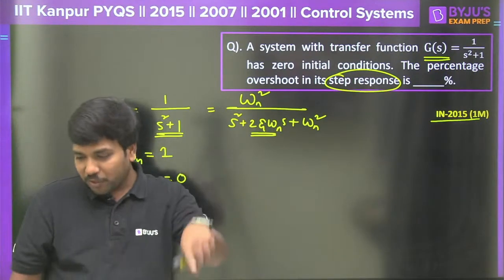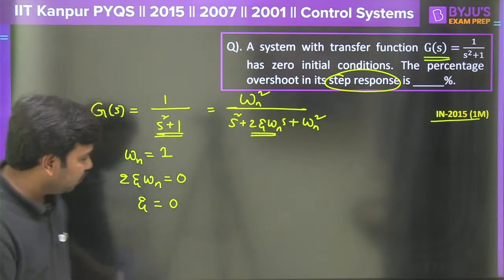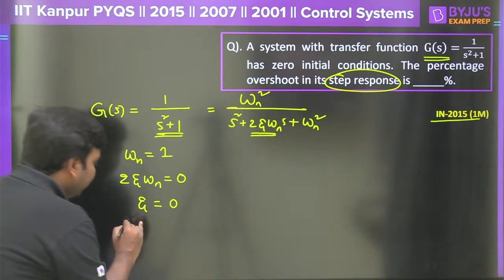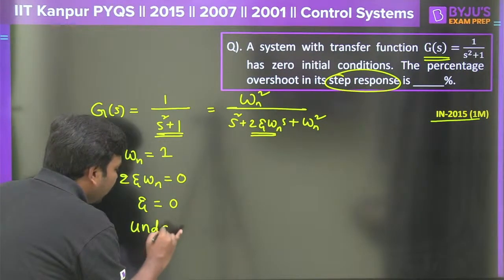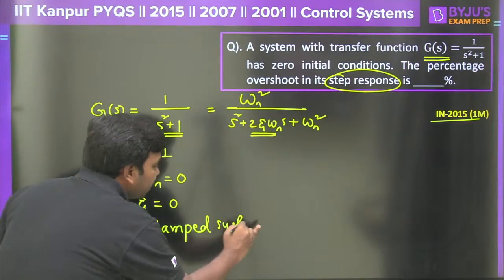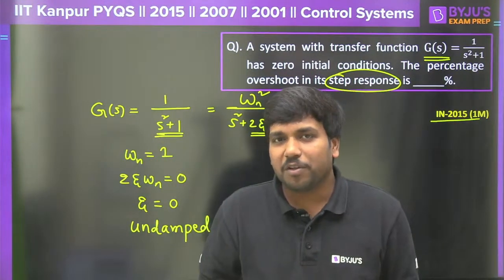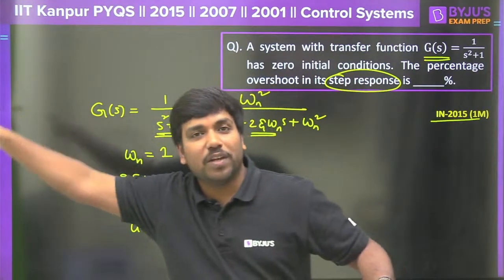So if zeta is equal to 0, anyone fast, what happened guys? You must make it very fast. Zeta is equal to 0 means it is going to be an undamped system, isn't it? So look at the beauty of this. This is considered as an undamped system. Well, if it is undamped, what does it mean? You will be having continuous oscillations, correct?